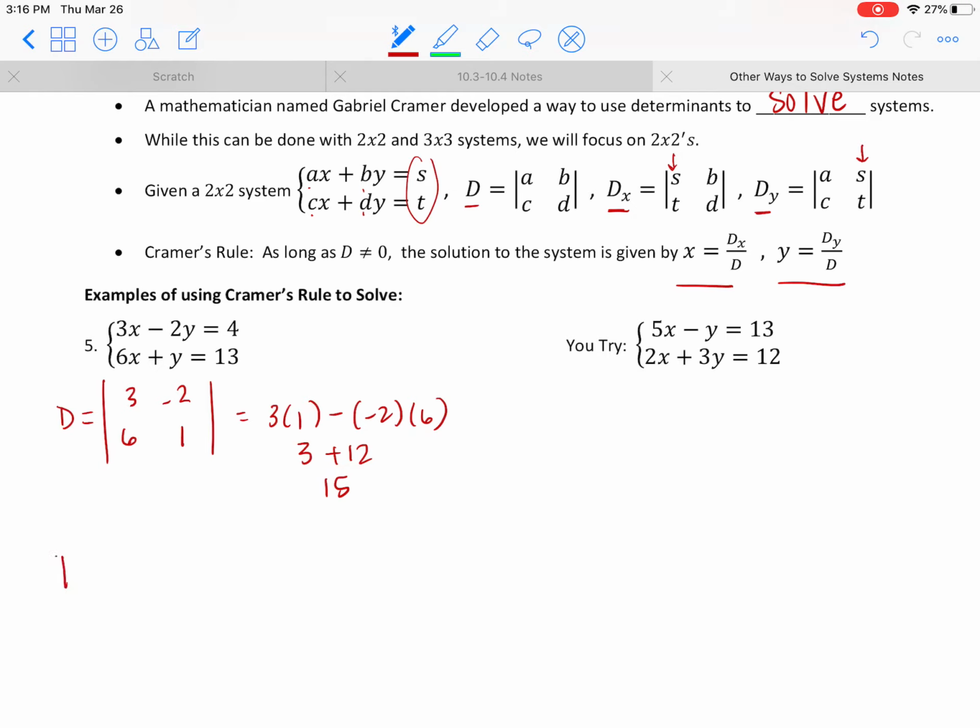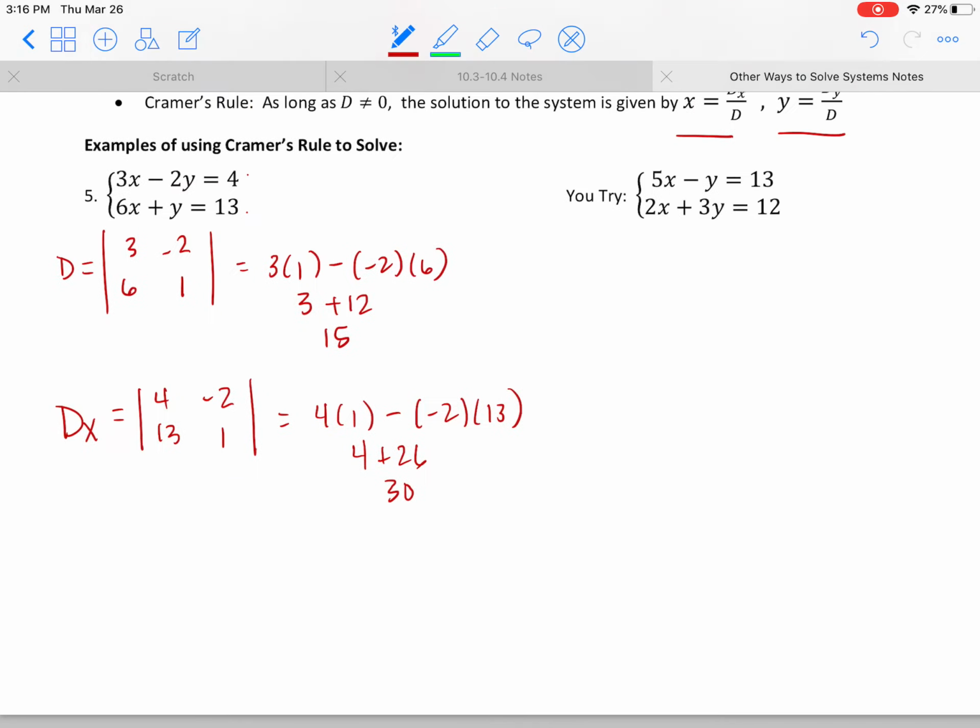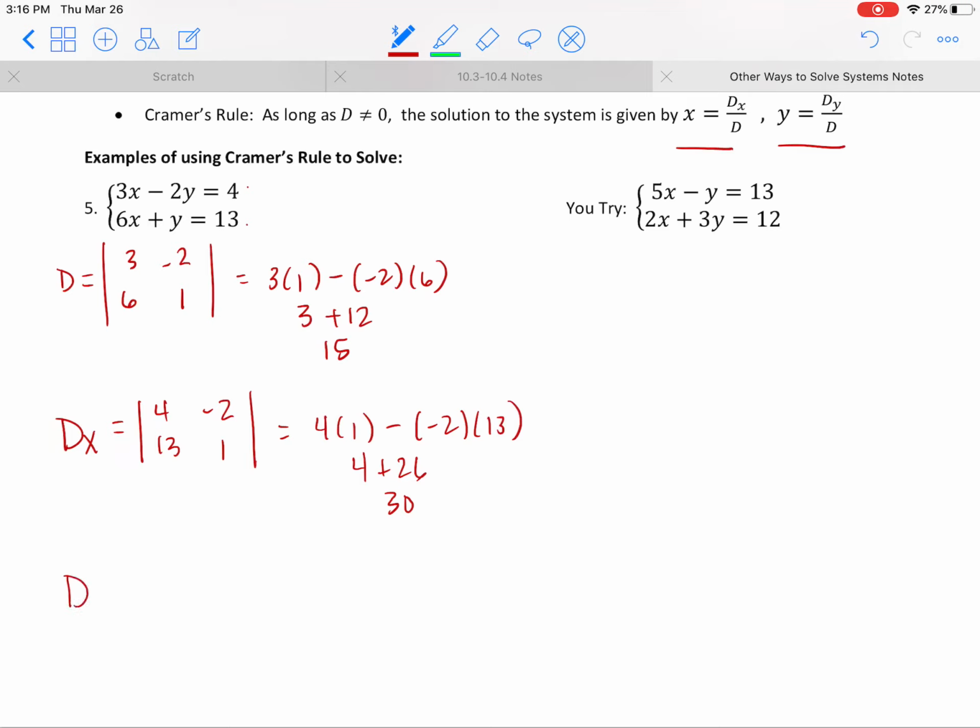Now, in order to find our solution, we need to also find the determinant of x values and determinant of y values. So for the determinant of the x values, in the first column here, we put our constants, so the 4 and the 13. And in the second column, we leave our y coefficients, the negative 2 and 1. So now it's 4 times 1 and minus negative 2 times 13. So that's going to be 4 plus 26, which is 30.